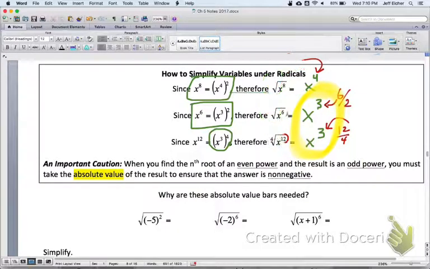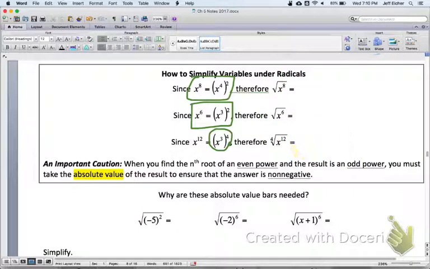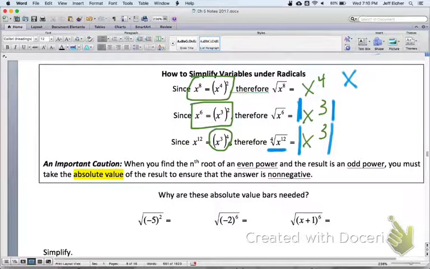So, how does that change these? You don't have to erase your answers, I'm just going to get rid of some of those. This was x to the 4th, x to the 3rd, x to the 3rd. What this important caution is saying is that if you have a 4th root here, and you get an odd power, you need absolute value bars around that odd power. So these two answers would need absolute value bars, where this one up here would not need absolute value bars. He's sad because he doesn't get absolute value bars.